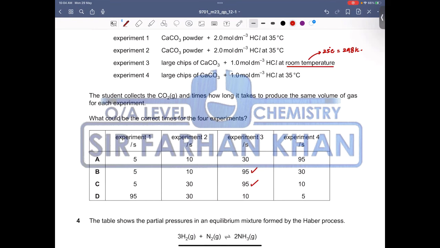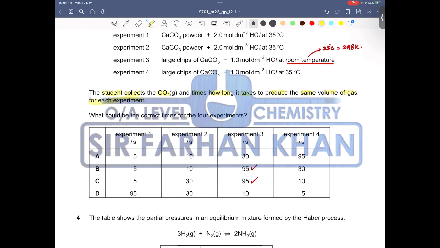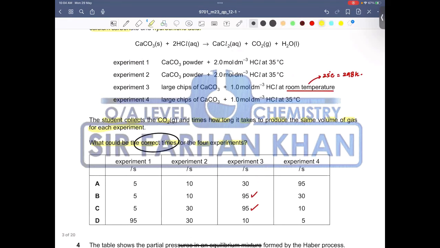Okay, let's talk about this. A student collects the carbon dioxide and times how long it takes to produce the same volume of gas for each experiment. What could be the correct time for the 4 experiments? So examiner is asking about the time. So yeah, experiment 3 needs more time because it has the lowest temperature among all. And most importantly, you guys know that calcium carbonate exists in powder form. So obviously it has large surface area.